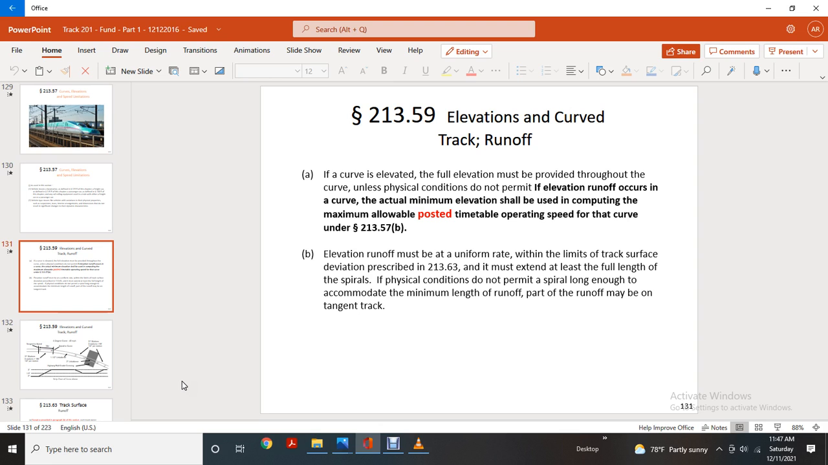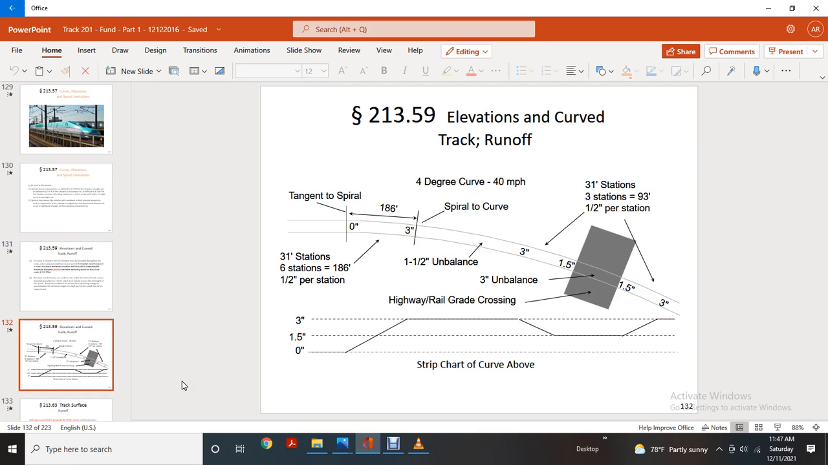If the physical conditions do not permit a spiral long enough to accommodate the minimum length of the runoff, part of the runoff may be on tangent track, or the elevation runoff may be over the tangent spiral. Example: a 4 degree curve with a 40 miles an hour spiral, with a 1 and 1/2 inch unbalanced, 3 foot and 3 inch unbalanced, 3 inch, 1.5 inch per station, 3 stations, 93 foot, 1.5 inch per station. Highway rail grade crossing: 31 stations, 6 stations, 186 feet, 1.5 inch per station, 3 inches, 1.5 inch and 0 inch, shown on a strip chart with a curve above.